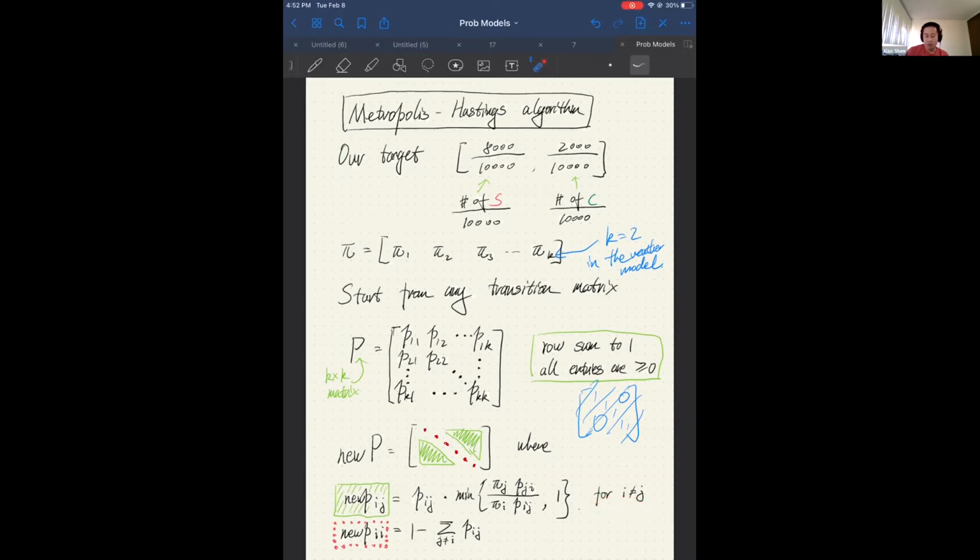And then next, once we have all the off-diagonal entries, the diagonal entries are going to just be 1 minus all the other entries from the same row, because they need to add up to 1. Right? So it's just going to be 1 minus this.